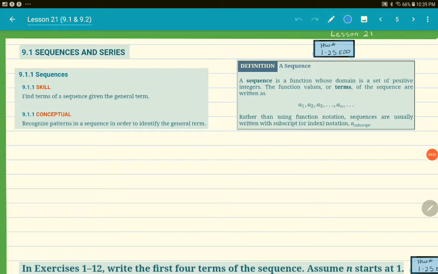Section 9.1, we're looking at sequences and series. So in 9.1.1, we're going to start with sequences. So what is a sequence? I think it's easiest to start with an example of a simple sequence.